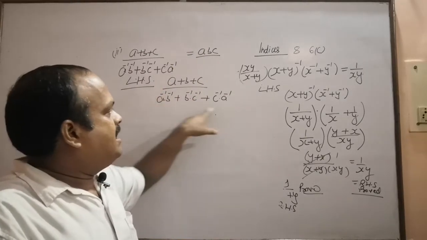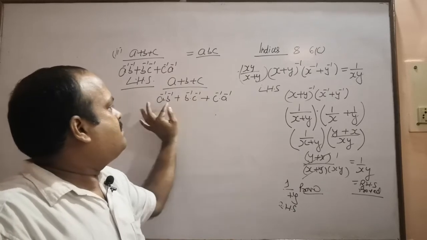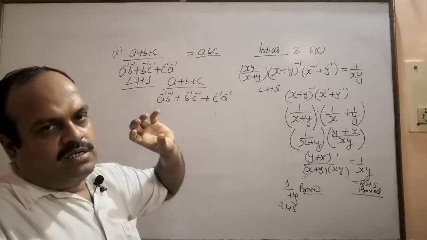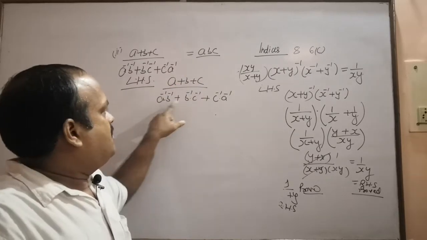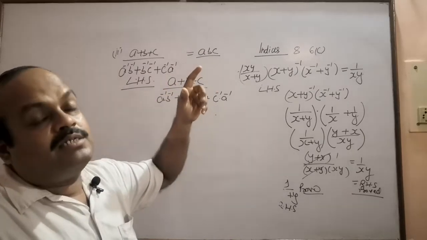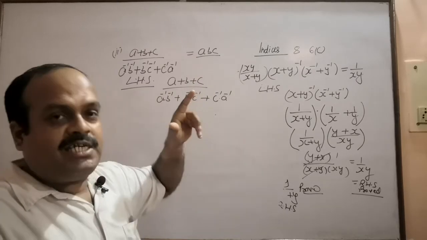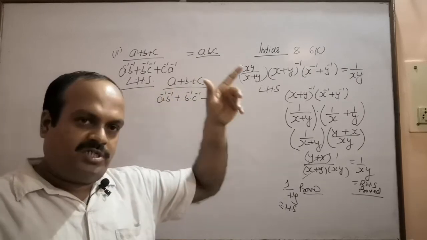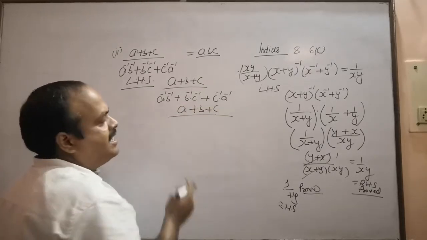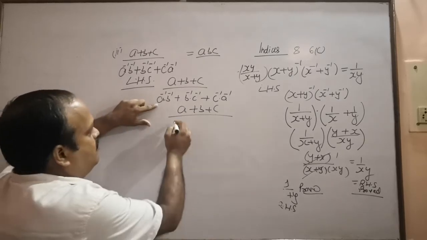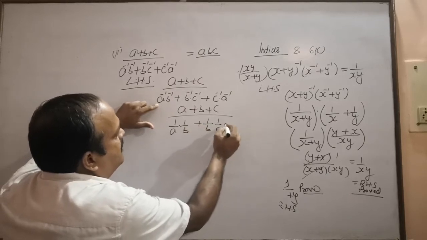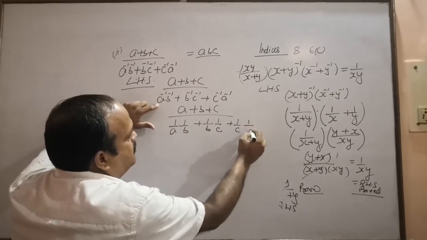You can see in the denominator we have the sum of these three terms. Each of the three terms is an exponential term. In every term you can see the power is negative. So we will change the powers to positive. For that we will write the reciprocal of the base. Here 1 by a, 1 by b, 1 by b into 1 by c, 1 by c into 1 by a.